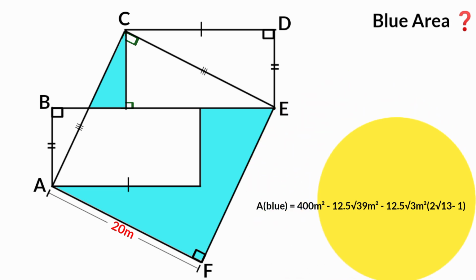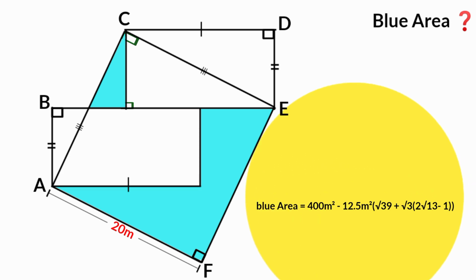From here, we can factor out 12.5. So it is now 12.5 meters squared open bracket root 39 plus root 3 open bracket 2 root 13 minus 1. Therefore, blue area equal to 400 meters squared minus 12.5 meters squared open bracket root 39 plus root 3 open bracket 2 root 13 minus 1. Recall the question says we should not use calculator. So we're going to stop here because simplifying further will take much time.